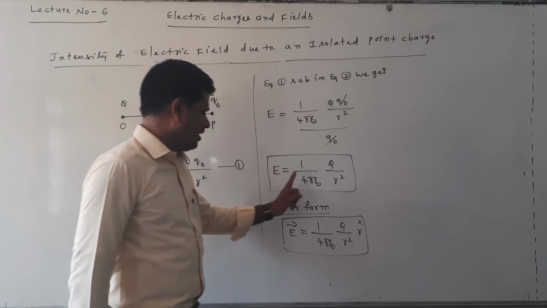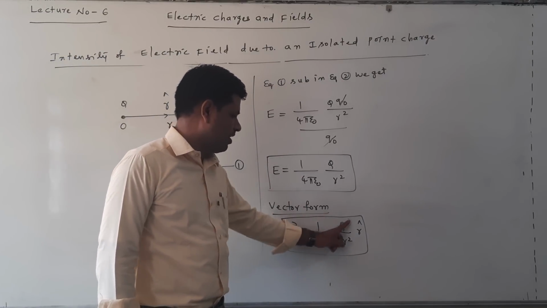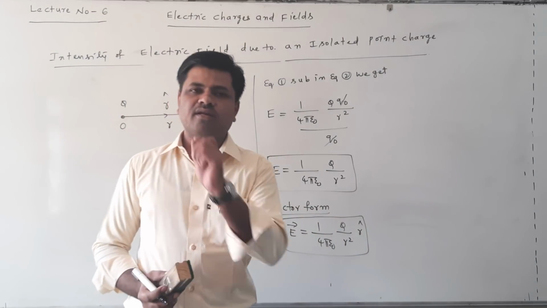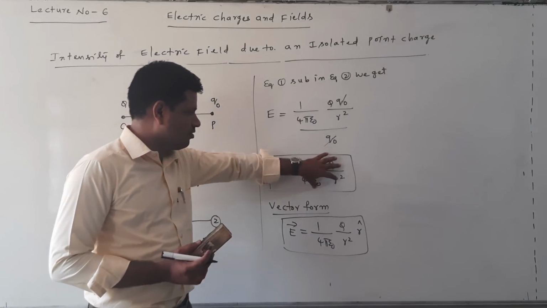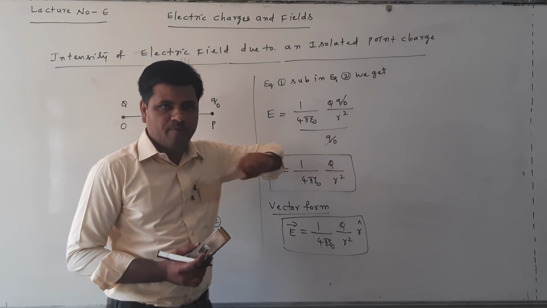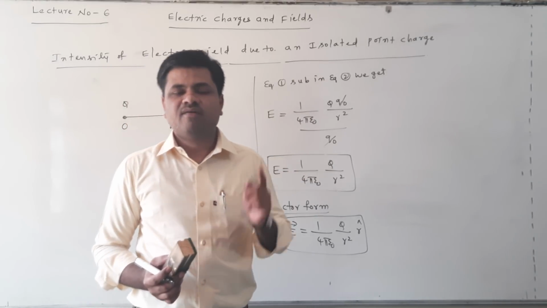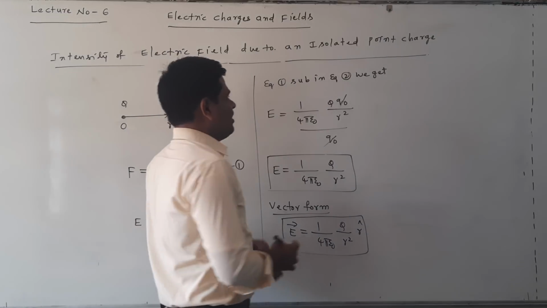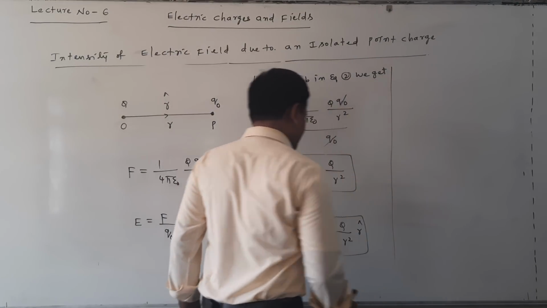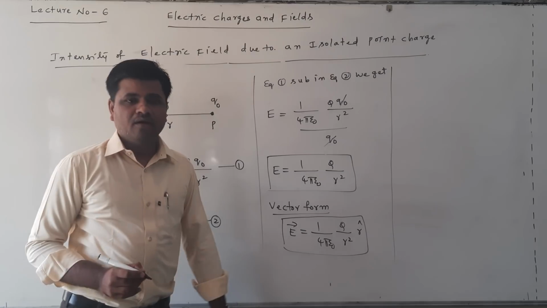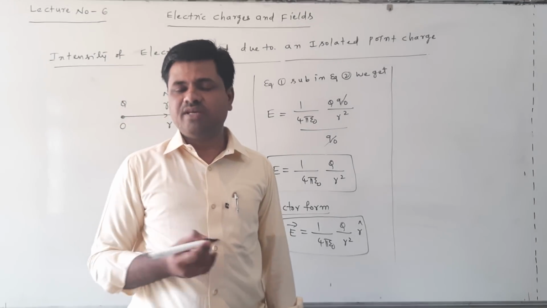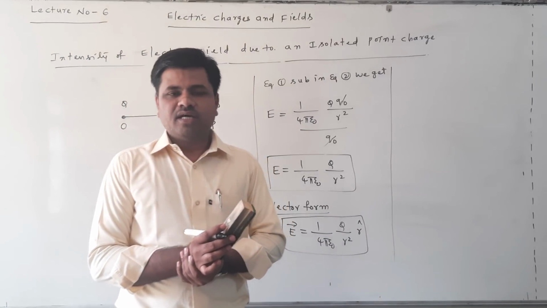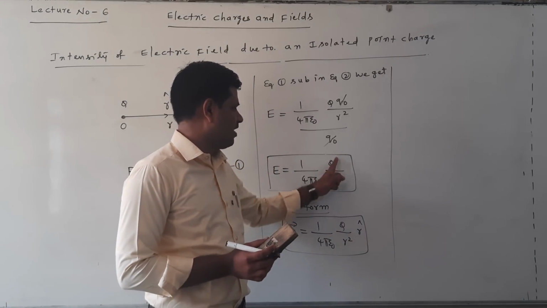So from this we write the vector form: E bar is equal to 1 by 4 pi epsilon naught q by r square into r cap. When writing the vector form we consider the unit vector. This expression 1 by 4 pi epsilon naught q by r square represents only the magnitude form. This is the intensity of the electric field we are finding in air, or free space. That means these two charges are placed in vacuum or air, and we get the formula E is equal to 1 by 4 pi epsilon naught q by r square.